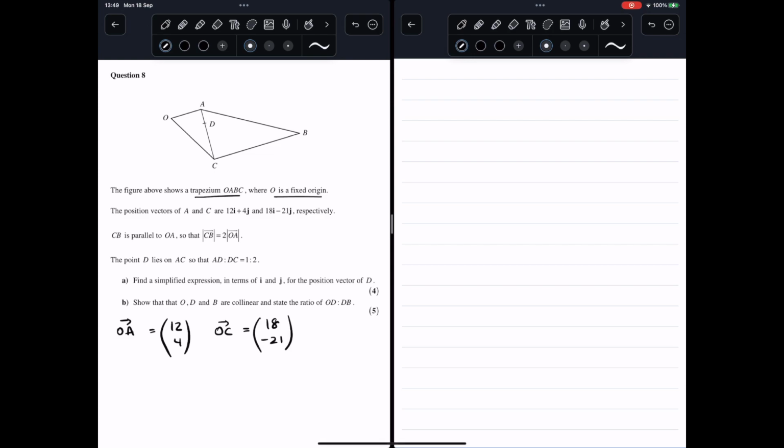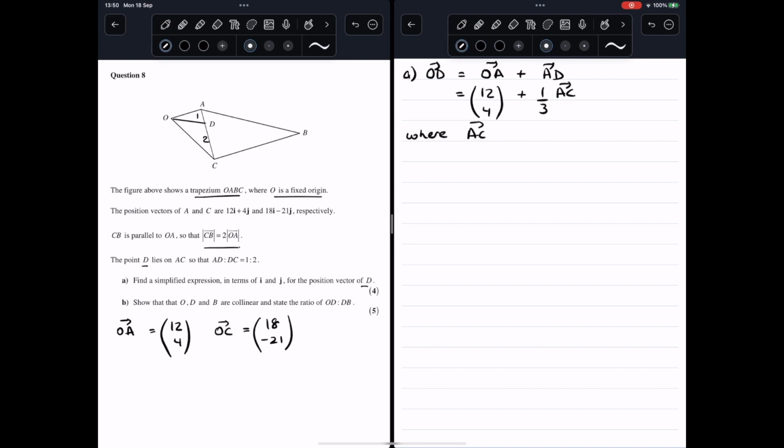Now from here, the first part says find an expression in terms of i and j for the position vector of D. So for this, I just need to write down OD. Okay, OD can be written simply as one of the many different pathways. So OD is OA, for example, plus AD. Now, we already know what OA is, but we don't know what AD is. So let's write down OA as 12, 4, and AD is simply 1/3 of AC. Okay, that's the ratio given to us already.